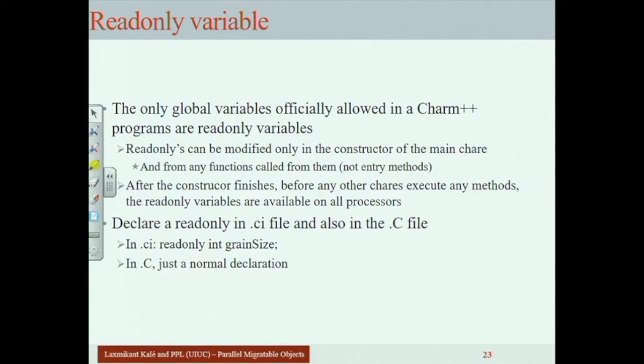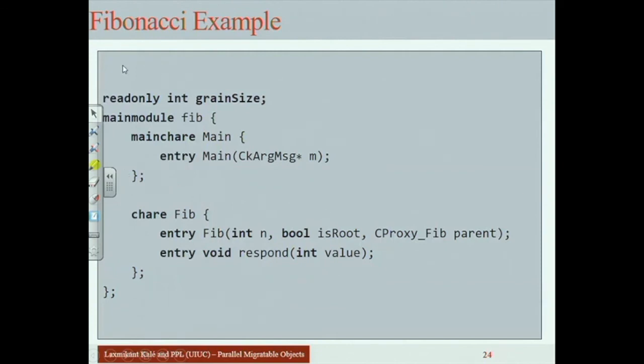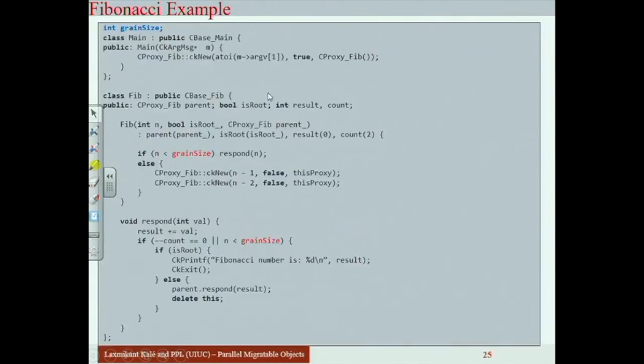Okay. So how do you declare it? Well, in the .ci file, you just say readonly int grainsize, whatever variable you chose, here it's grainsize. And in C++, you just declare it like a normal global variable. So here, in our Fibonacci example, everything else is the same. I just added this one extra line, readonly int grainsize, and in the .ci file at the top, I said int grainsize. It's a common convention to put a comment to the left of that, slash star readonly star slash, so that you remind yourself it's a read-only variable. Okay, but if I put it there, you might think it's a requirement. So I omitted that from my example.